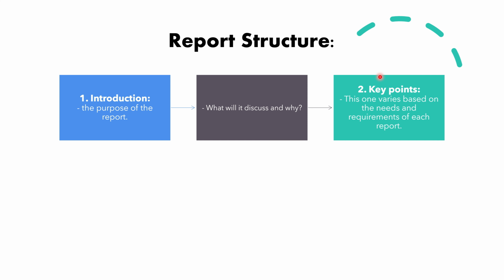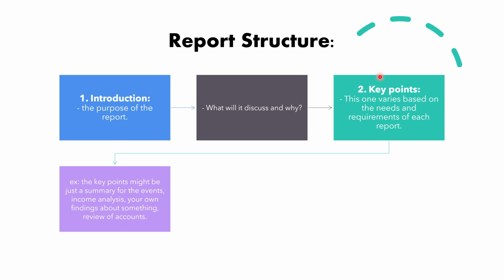Maybe you will talk about achievements. Maybe you will talk about sales figures. Maybe you will talk about outcomes. So statistics. These are all key points that you should cover according to the tasks you need to fulfill. And these are examples of what exactly the key points can be. It can be a summary, it can be income analysis, it can be your own findings about something you discovered, or an outcome you have, or maybe a review of accounts, like what a regular financial report does. It reviews the accounts of the company.